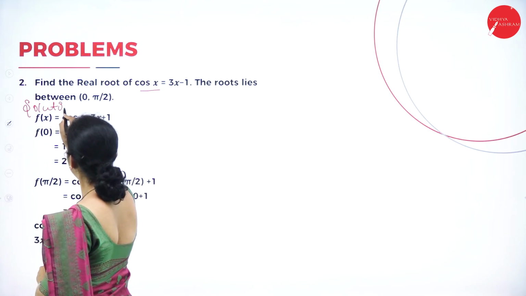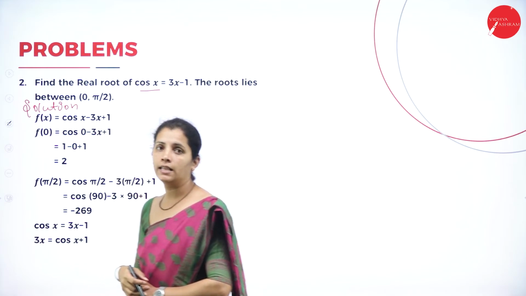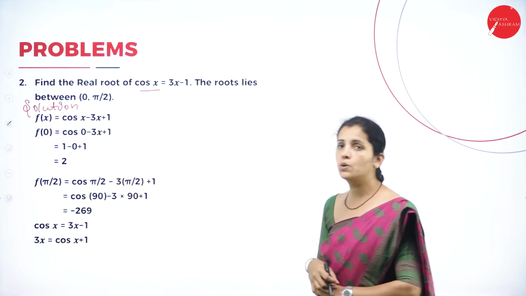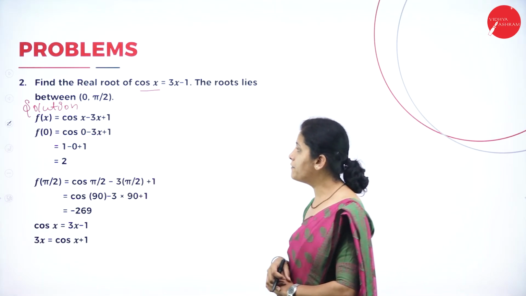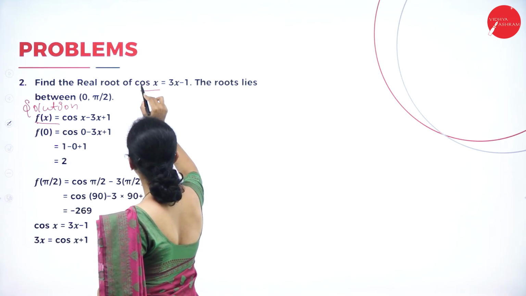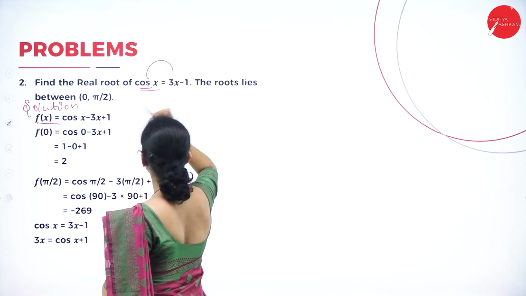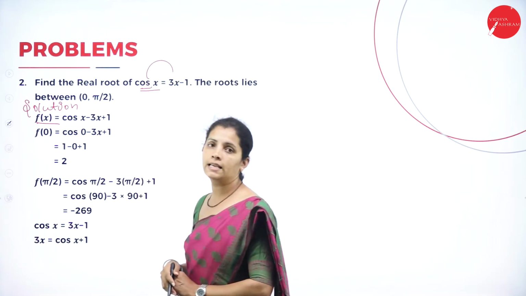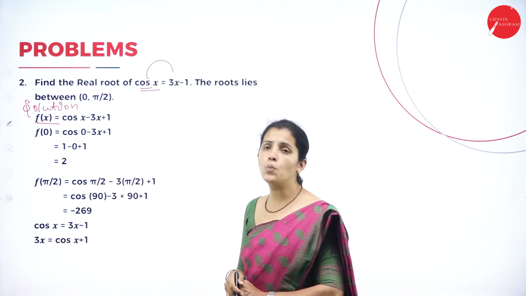So, what is my first line here? I want to represent the equation in the form of f of x. So, I have written f of x. I'm going to bring cos x here. So, f of x equals cos x minus 3x plus 1.